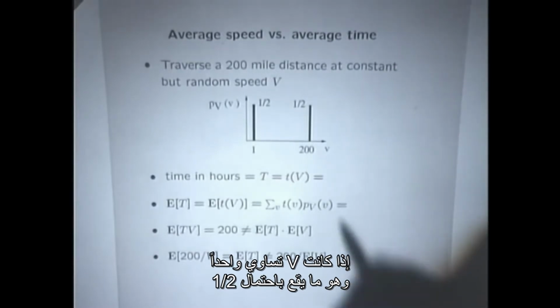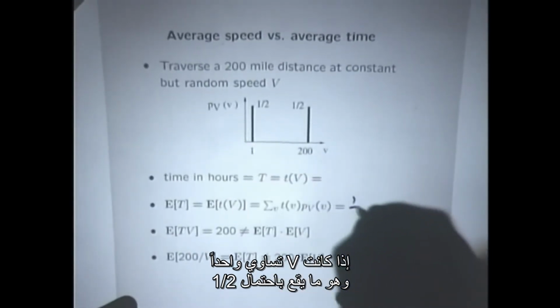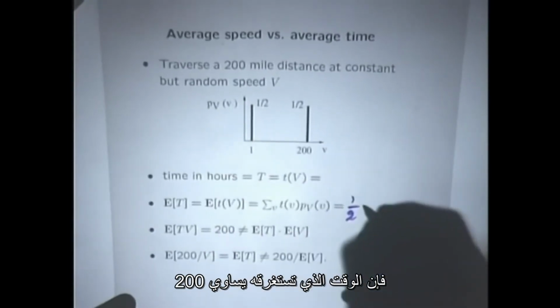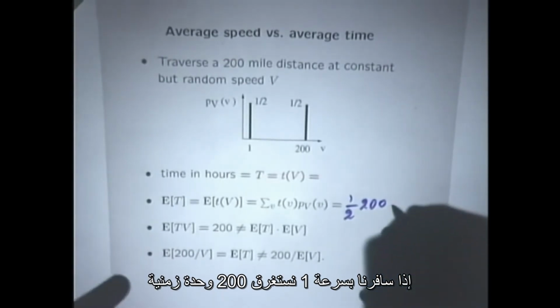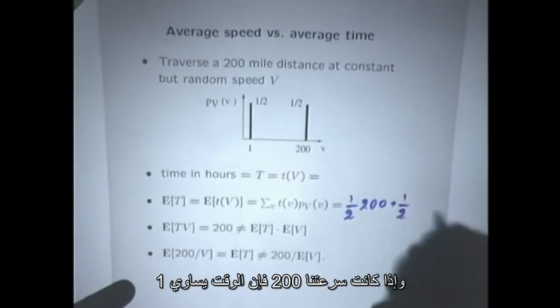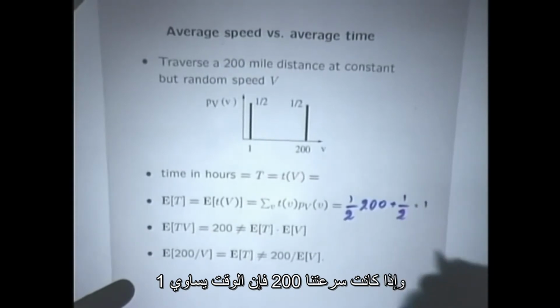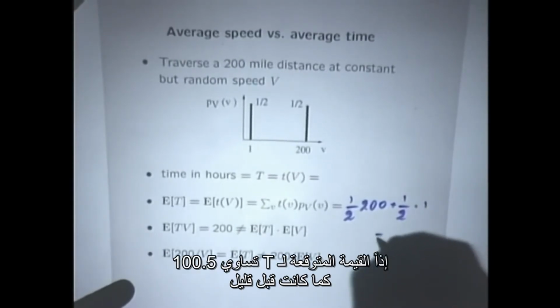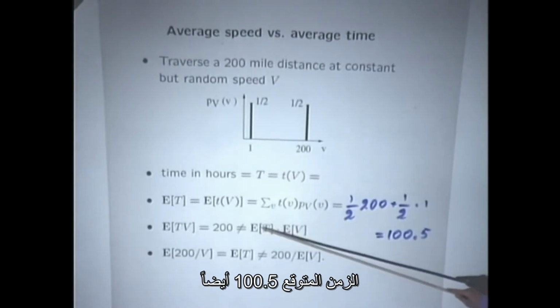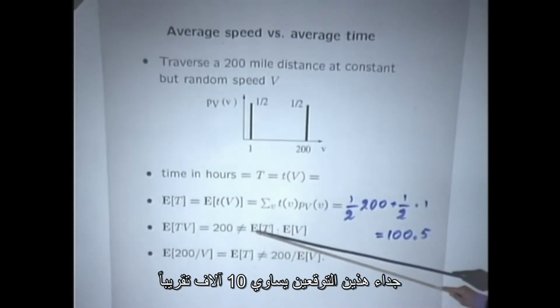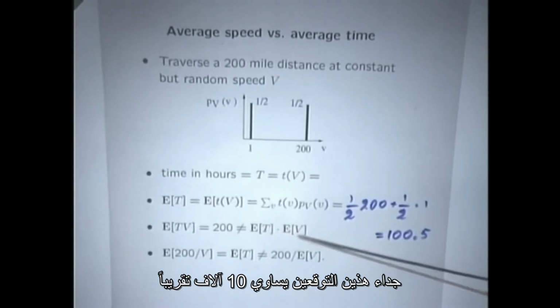So if V is 1, which happens with probability 1/2, the time it takes is going to be 200. If we travel at speed of 1, it takes us 200 time units. And otherwise, if our speed is equal to 200, the time is 1. So the expected value of t is once more the same as before. It's 100.5. So the expected speed is 100.5. The expected time is also 100.5. So the product of these expectations is something like 10,000.